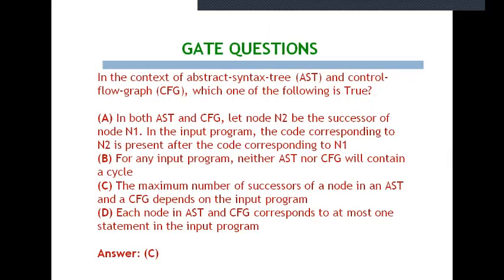The answer is option C, which is the maximum number of successors of a node in an AST and a CFG depends on the input program.